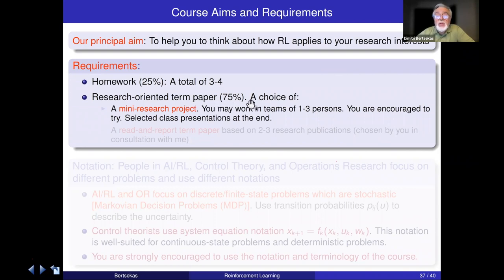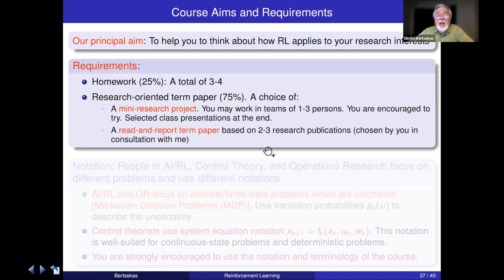And here you have two choices. The first choice is a mini research project on whatever is interesting to you, but also connecting with reinforcement learning. And you may work in teams, up to 3 persons. I'd like to encourage you to do a mini research project. And I will work with you to the extent that I can be helpful. And at the end of the class, we're going to have project presentations.